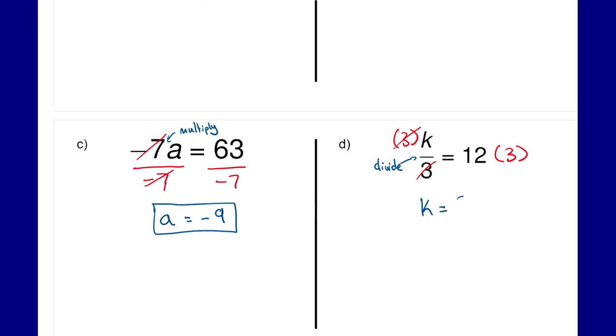12 times 3 is 36. So 36 divided by 3 equals 12. Yep, that makes sense. That works. That's my unknown value. Again, you could have jumped to that without having to show this work, which again, for one-step equations is fine.